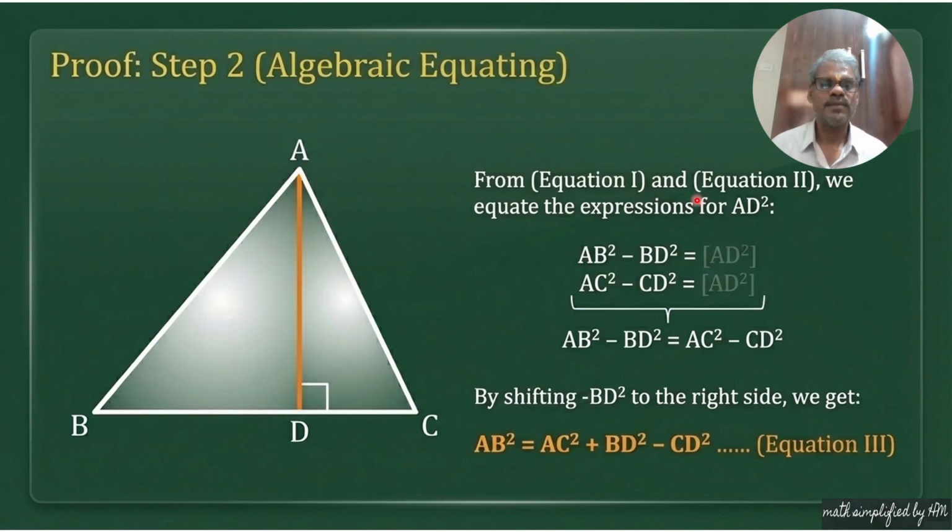From equation 1 and from equation 2, we equate the expressions for AD square. AB square minus BD square is equal to AD square and AC square minus CD square is equal to AD square. So this gives us AB square minus BD square is equal to AC square minus CD square. By shifting minus BD square to the right side, we get AB square is equal to AC square plus BD square minus CD square. Name this as equation 3.